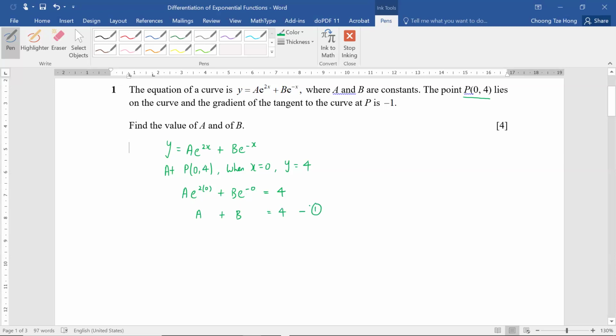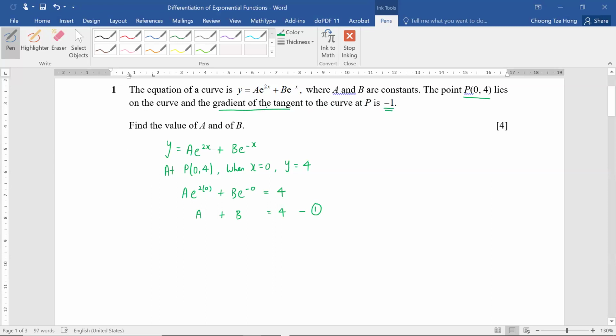Now my next question is, how can I obtain my second equation? Is there any info given to us now? You'll find that there actually is. They say that the gradient of the tangent to the curve at the same point P, where x is equal to 0, is negative 1.